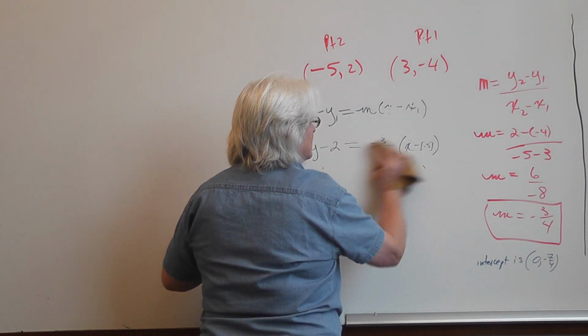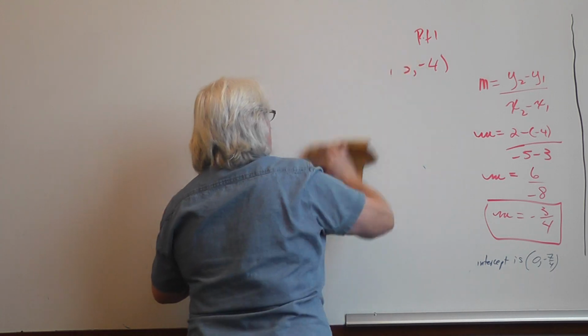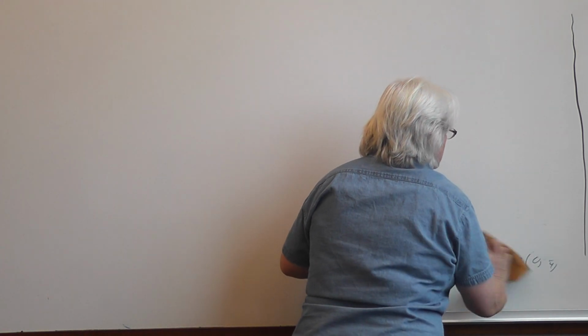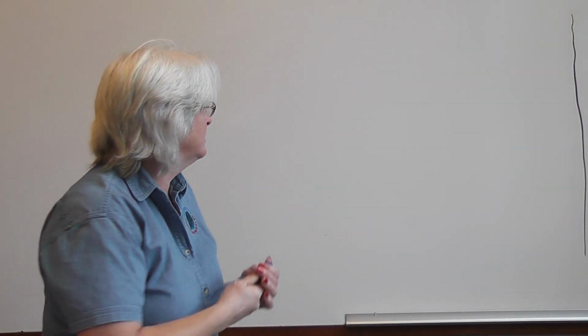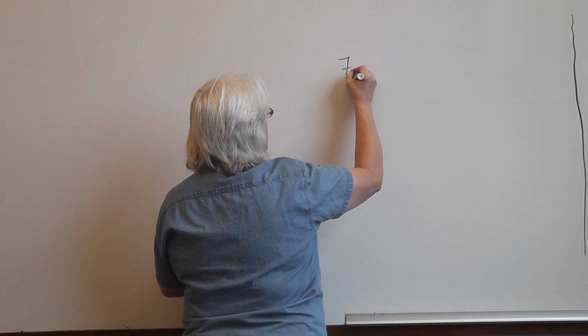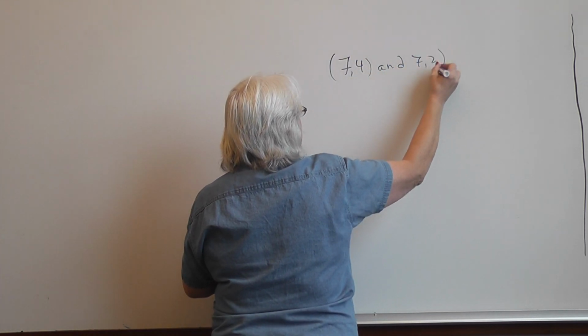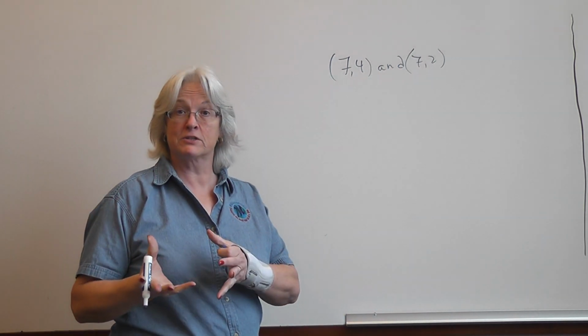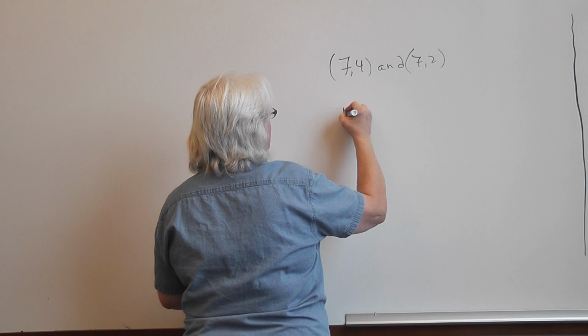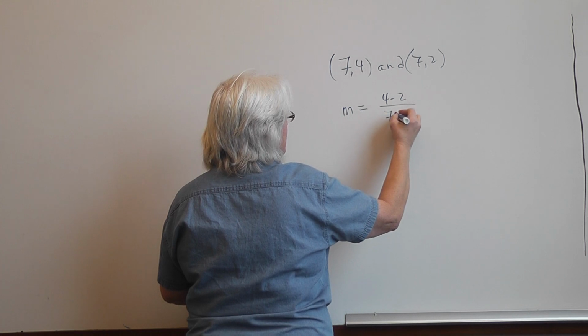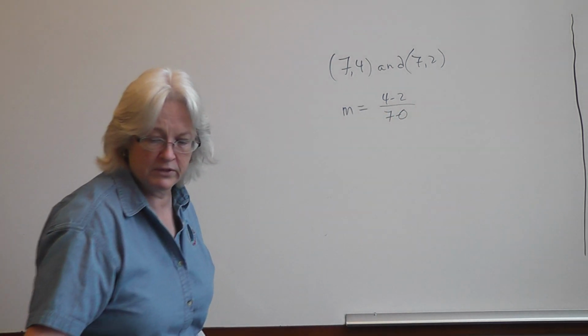Let me do one more quick illustration for you with 2 more points. And see what we have. This says write the equation of the line passing through (7, 4) and (7, 2). How do you find the slope of a line? You subtract the y values and you divide that difference by the difference of the x values. And I just wrote down what the answer was.